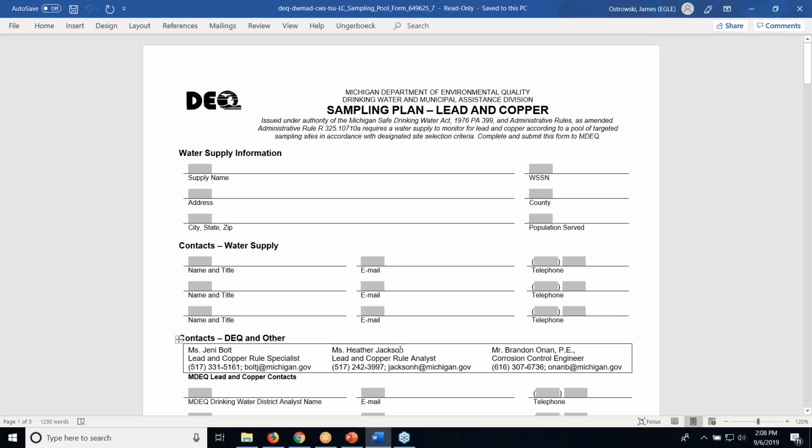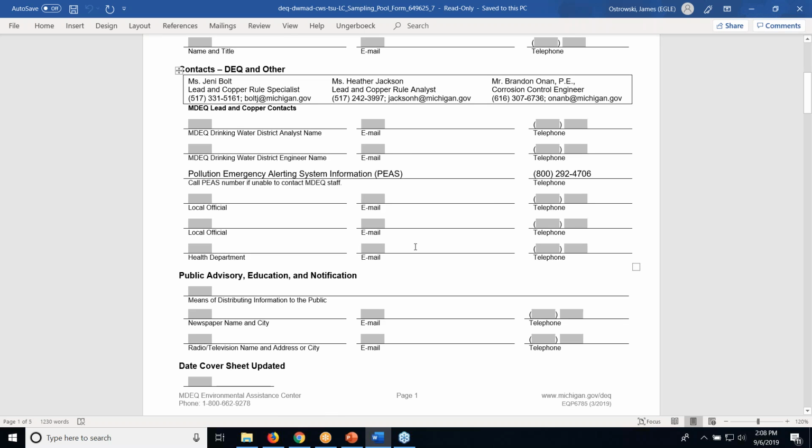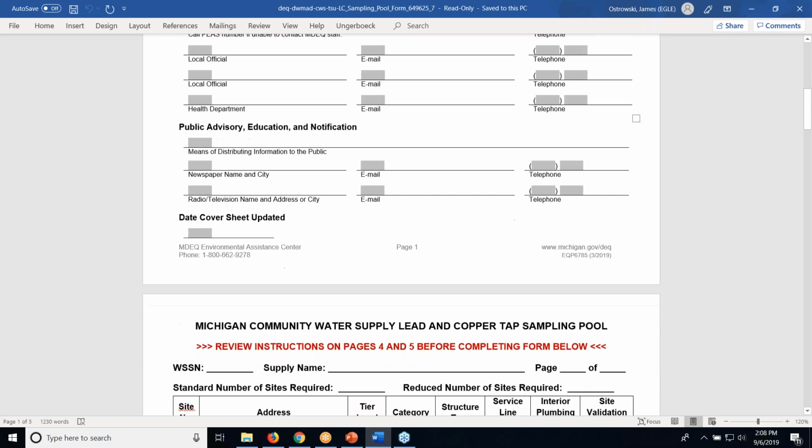The plan itself should look very similar to your BACT sample site plan, where you put in your water supply information, contacts, your local DEQ contacts for reference, your information for any local officials that may need to be notified in the case of an emergency, and any local distribution methods for educational materials, including a public advisory, education, or other notification.